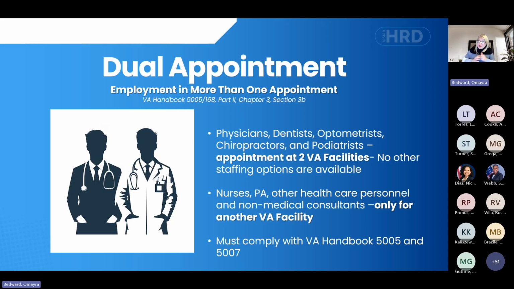Now, paragraph 4 in this same section tells us that nurses, physician assistants, and other healthcare personnel and non-medical consultants who hold a full-time, part-time, or intermittent appointment may be appointed on a fee basis by the facility director for another VA facility. Okay? And dual appointments must meet both staffing requirements and pay administration rules. So this is very, very important. Just because the flexibility is there, it doesn't mean that we can just go ahead and forget all of the rules about 5005 or 5007. They have to meet them.